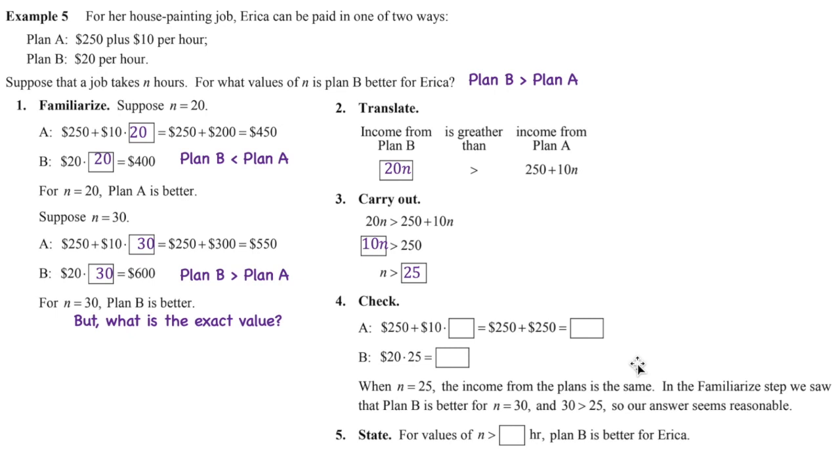So if I take then 10 times 25 hours plus 250, we get a total of $500. If I take 20 times 25, we also get $500. So when the 25 hours is what we used, the income which we receive is exactly the same. So we need to make sure that we're working greater than 25 hours, not equal to 25 hours, for that Plan B to be better for Erica. And this concludes our lesson on inequalities.